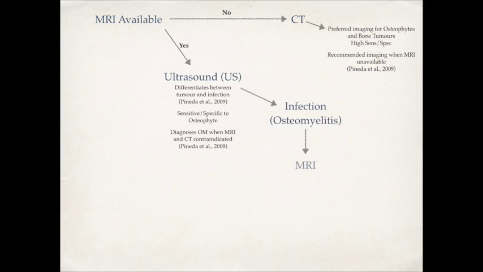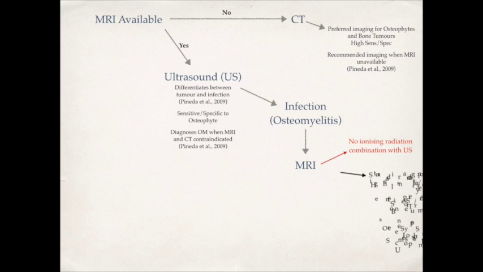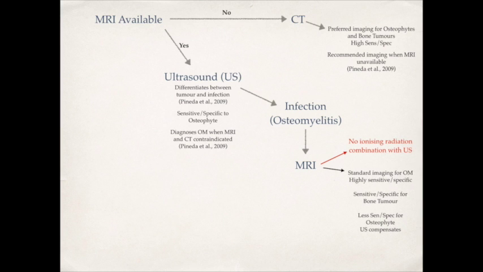If ultrasound was able to identify an infection, we would then use MRI, as this has no ionizing radiation and in conjunction with ultrasound is a good combination. It is also the standard imaging for osteomyelitis due to its sensitivity and specificity. It's also quite sensitive and specific for bone tumours. It is less sensitive and specific for osteophytes, however, the use of ultrasound can compensate for this. If MRI was contraindicated by foreign or metallic implants, we would then decide to use CT or ultrasound.